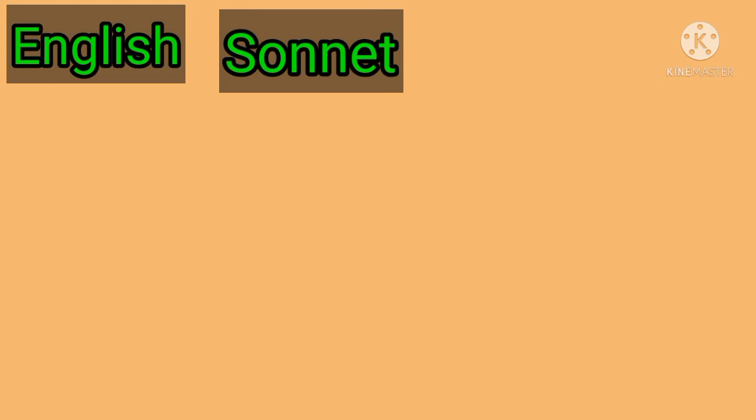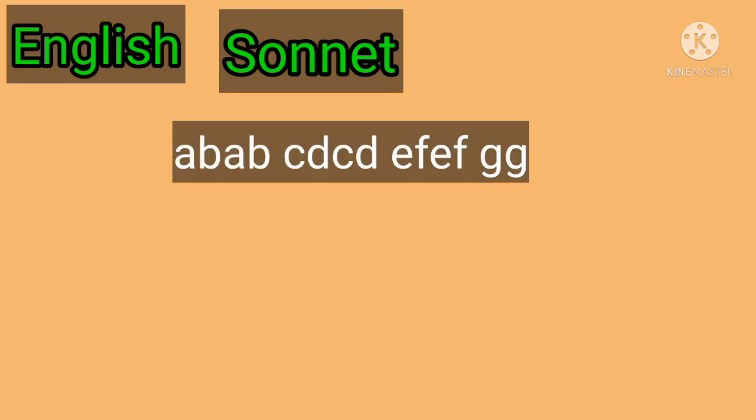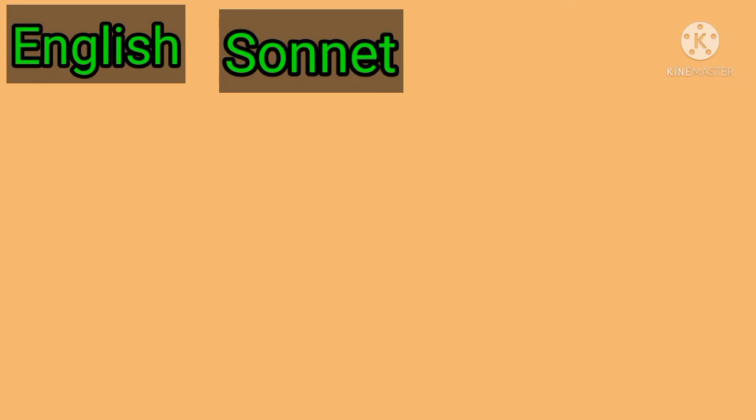William Shakespeare used the same form to write his sonnet sequence, which contains 154 sonnets. English sonnet has 3 quatrains and a concluding couplet. Its rhyme scheme is AB, AB, CD, CD, EF, EF, and GG. English sonnet is also known as Shakespearean sonnet.